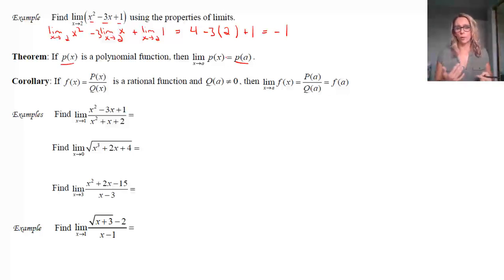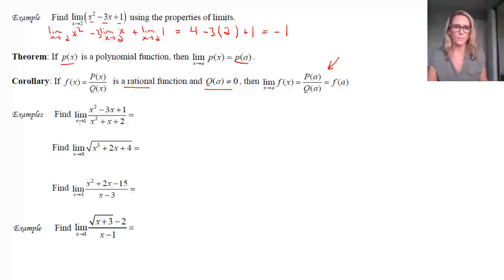The corollary that we have after that is very, very similar. It's talking about rational functions. So you have those fractions, but each of those pieces is a polynomial. So in general, you're probably pretty good, except that we don't want that denominator to be 0. If that denominator is 0, this corollary is not true. Otherwise, you can also just plug in and see what you get. So let's take a look.